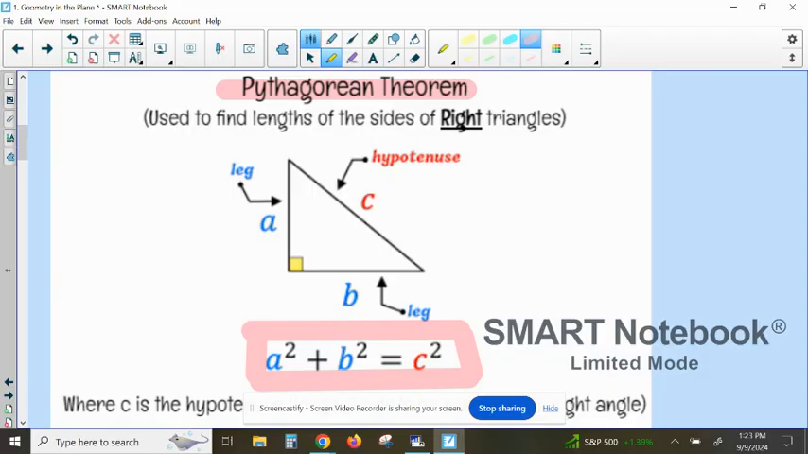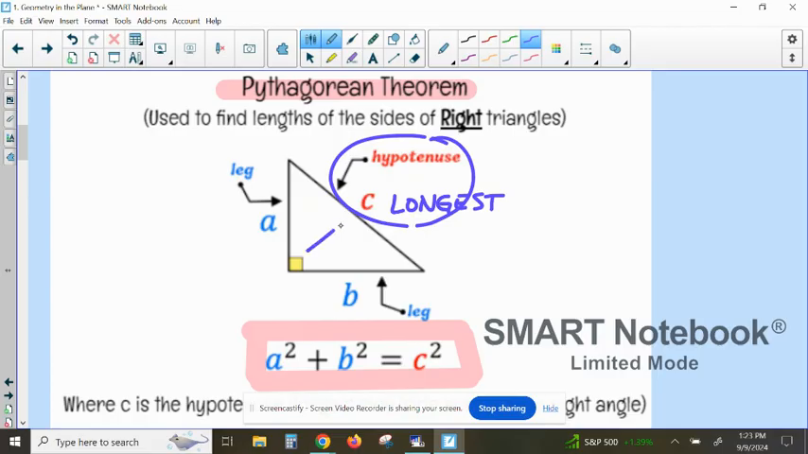The hypotenuse. Where's the hypotenuse at? It is the longest. This is our hypotenuse, right? He is our longest side. He's also the side that's opposite of the right angle. So wherever you find the right angle, you've got to go opposite. He's going to be the side opposite the right angle.